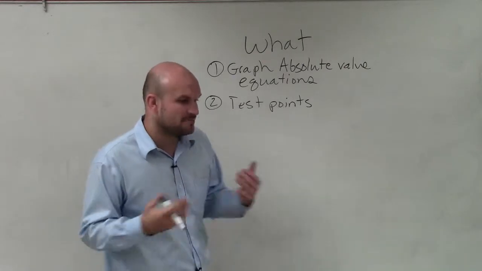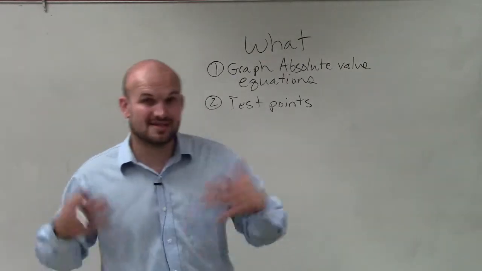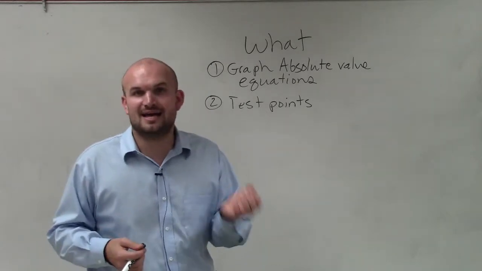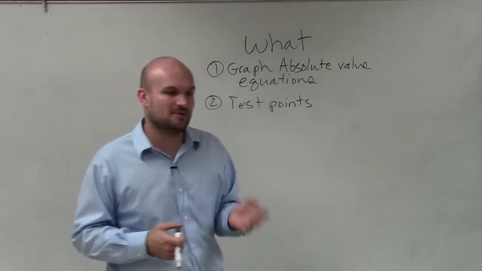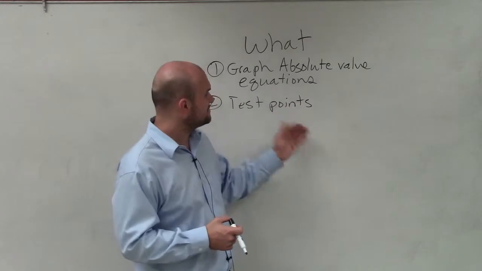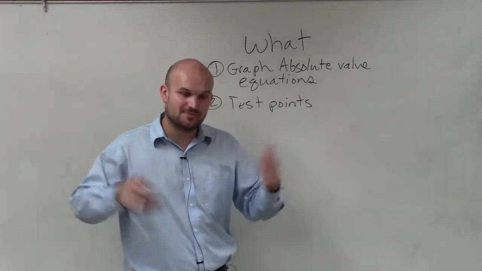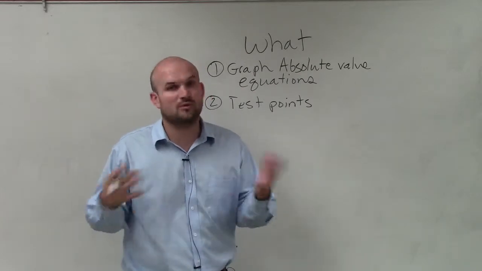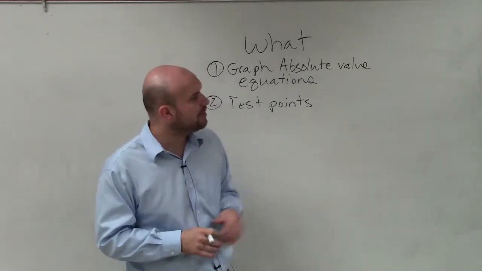So when using test points, the best test point to ever use is (0, 0), because algebraically it's the easiest. But we can only use that test point when it does not lie on the graph. So we have to pick a test point that's either above or below. That's when you use a test point. You can determine if it's true, then you shade above or below wherever that test point is. But we'll get into more details on that.